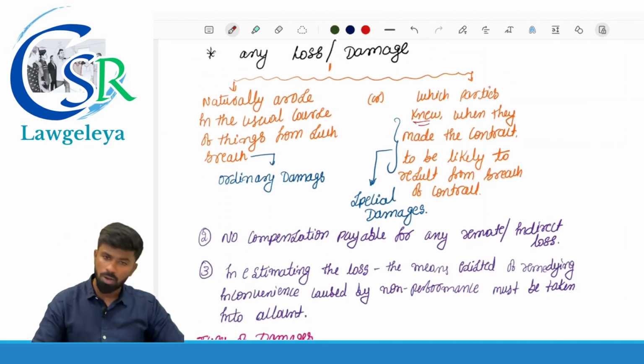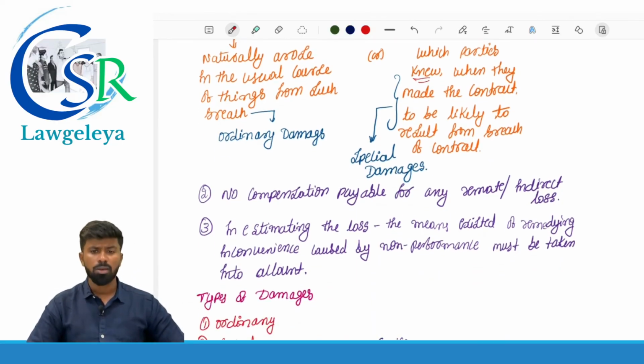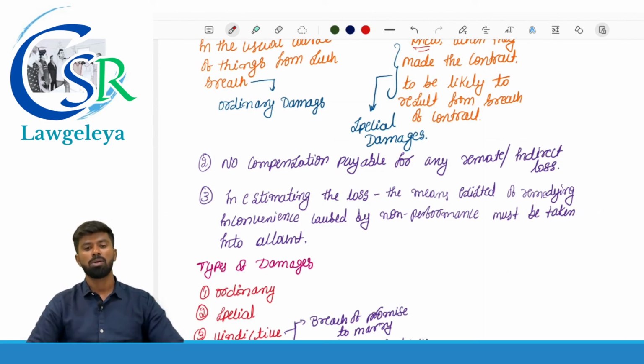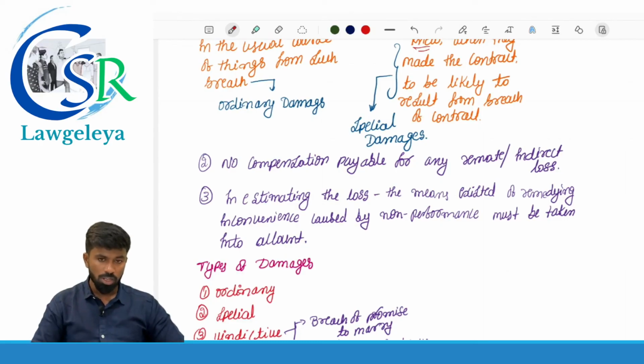First one is called ordinary damages, second one is called special damages. Special damages can be recovered only if it is known to both the parties. No compensation is payable for any remote or indirect losses. Obviously, for this I have discussed a case law where a girl walks in rain and she gets affected with a disease. Can she claim the compensation? No. In estimating the loss, the means existing in remedying the inconvenience should be taken into consideration by the court. Correct, right? If she is traveling in a bus, what is the alternative remedy available? Auto, bike, not the flight. That's right. So these are the rules of damages.